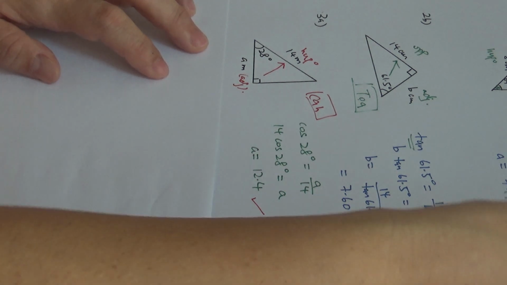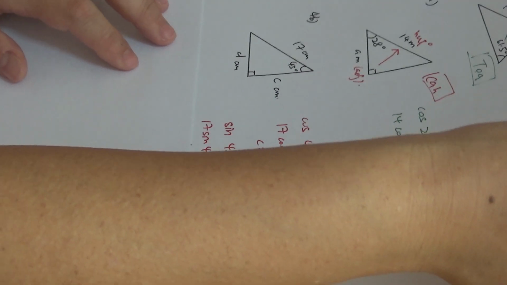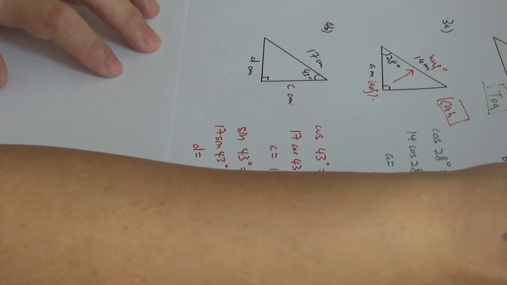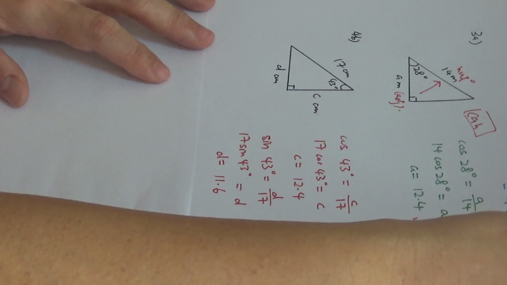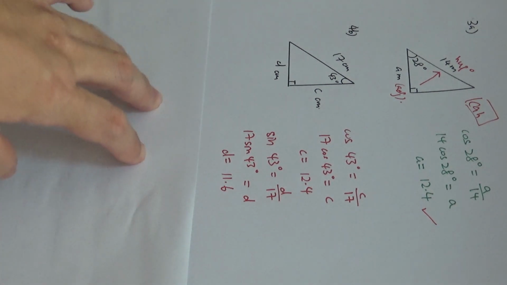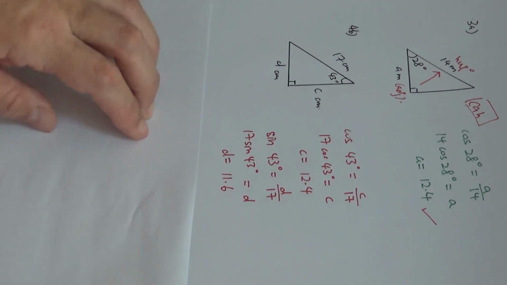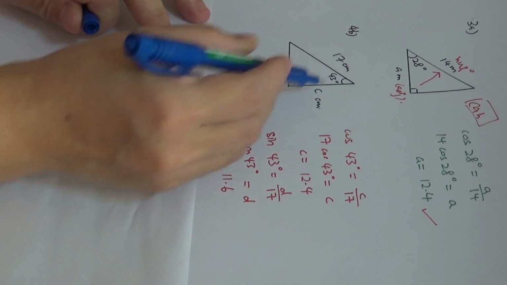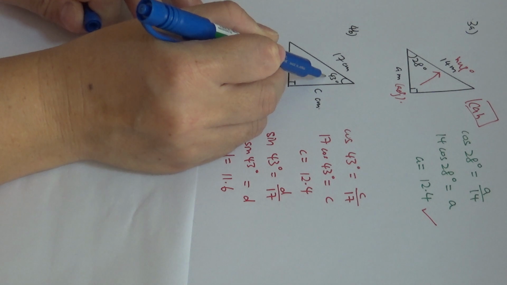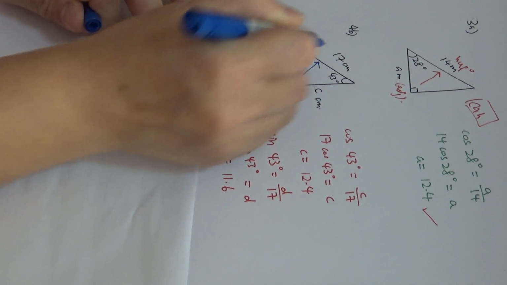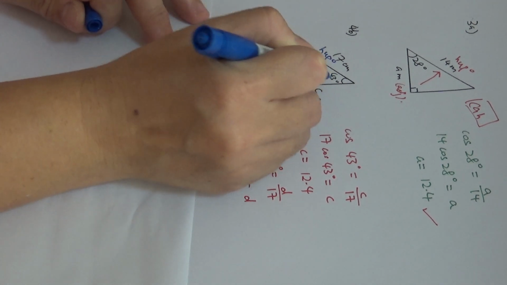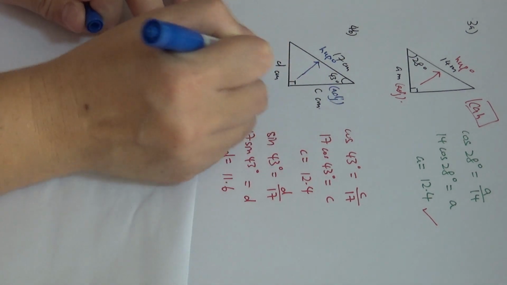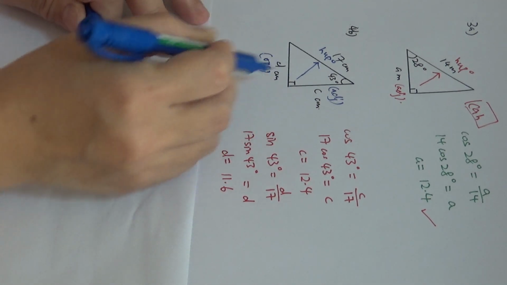Now you can see that for all the parts, I am just using SOH CAH TOA to see which one I can apply. Now next, I'm moving on to question 4b. In 4b, there are two unknowns, C and D. Let us look out for C first. 43 is the angle. So this is the hypotenuse. This is the adjacent to 43. This is the opposite to 43.